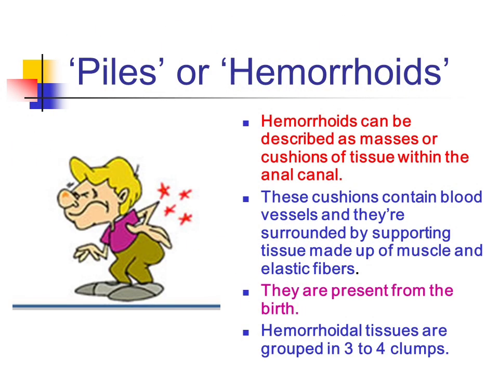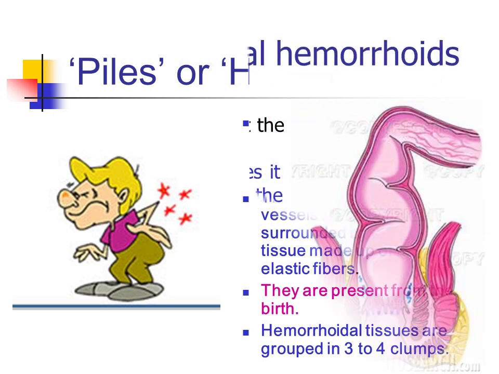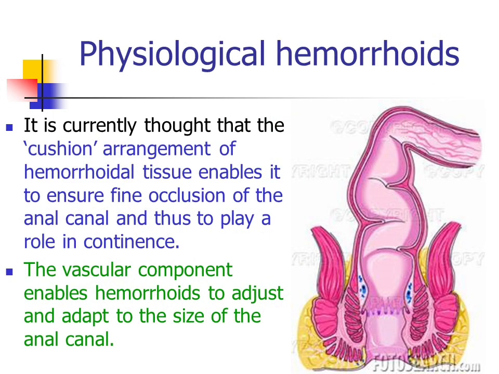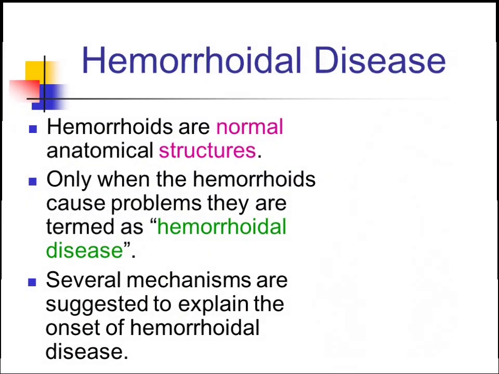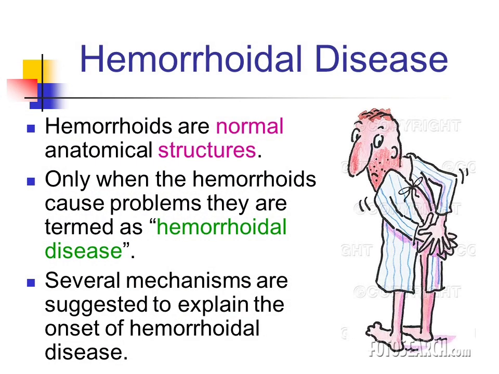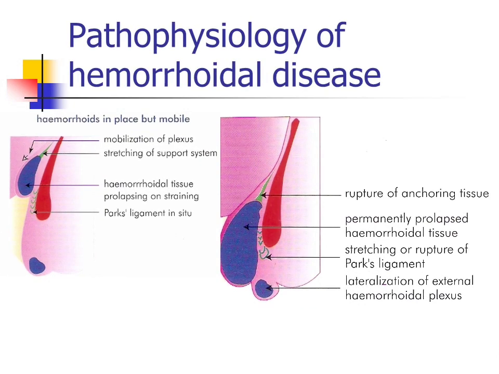Piles or hemorrhoids can be described as masses or cushions of tissue within the anal canal. They are present from birth. It is currently thought that the cushion arrangement of hemorrhoids helps ensure fine occlusion. They are normal anatomical structures. Only when they become diseased are they called hemorrhoidal disease.